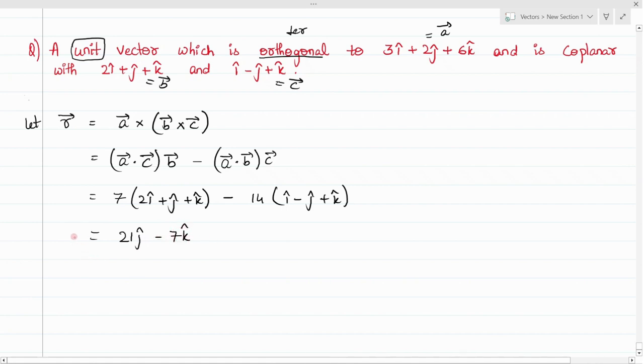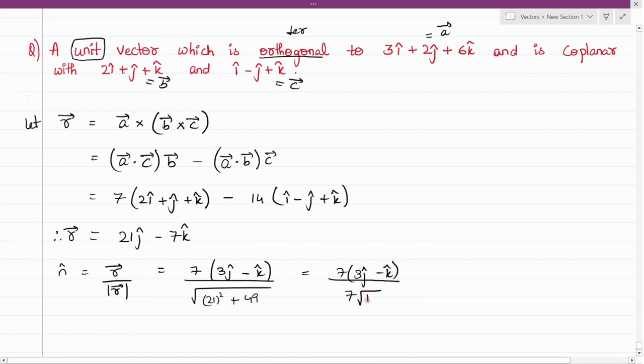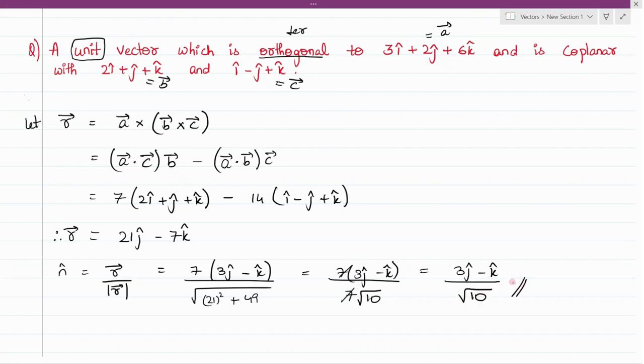So now this is the vector r, but we need to find this unit vector, which is nothing but the r vector upon its magnitude. It becomes 7, taking 7 common, 3j minus k cap, upon the square root of 21 square plus 7 square, 49. We can write it as 7 times 3j cap minus k cap upon 7 under root 10. The 7s get cancelled. So 3j minus k cap upon root 10 is the required unit vector for this question.